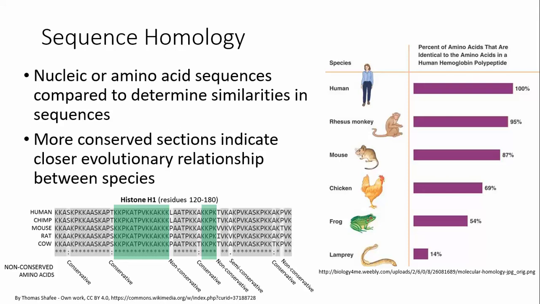You may also see a diagram, or a set of data, kind of like what you see on the right, where they're saying what percent of amino acids are identical in the same location as those of a human. So humans, obviously, we're 100% identical with humans. We all have very similar hemoglobin sequences. Rhesus monkeys share 95% of the sequence of their hemoglobin protein with us. Then you look at other species, and a lamprey, for example, only shares 14% of its sequence with us. So you can look at this data and say, okay, humans are much more closely related to rhesus monkeys than they are to lampreys.